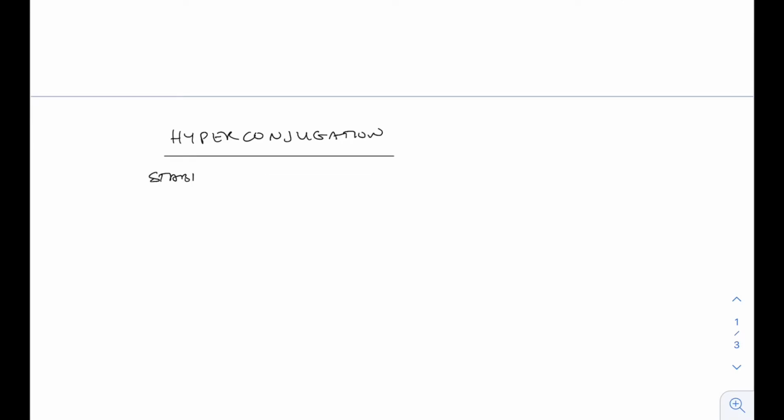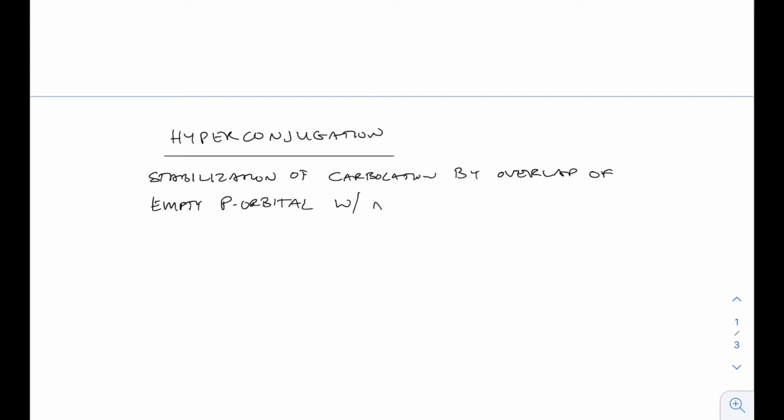Hyperconjugation is actually kind of a cool concept. It's all about stabilization of carbocations. Remember, those carbocations have an empty p orbital, and that empty p orbital overlaps with an adjacent sigma bond. The only way it's going to have that adjacent sigma bond to overlap is if there's a carbon there instead of a hydrogen. So let's take a look at what I mean by that.